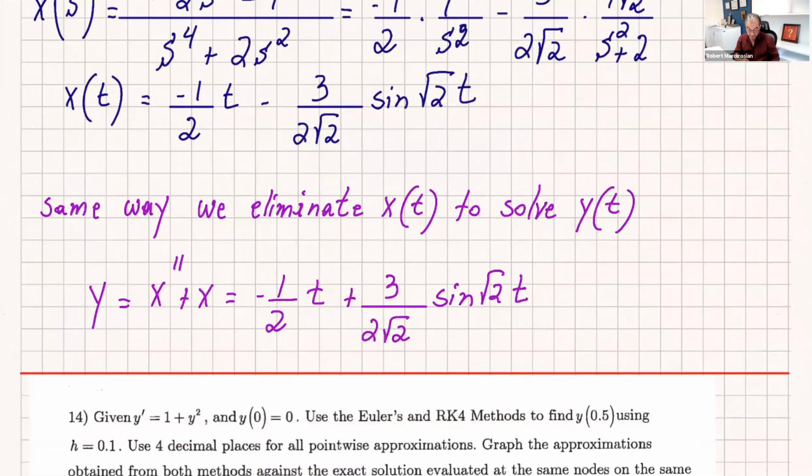Now, same way you can eliminate x of t and solve y of t. It works the same way. And if you do that, or you can isolate, taking the second derivative of that. So if you do that, then your y will be negative 1 over 2t plus 3 over 2 square root of 2 sine square root of t. So please try to finish that yourself.